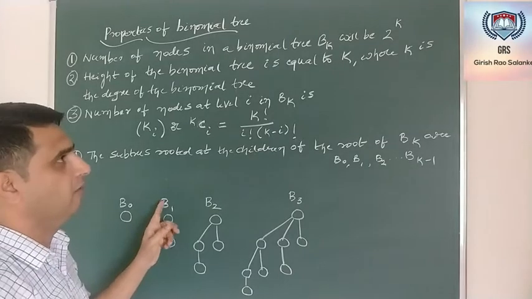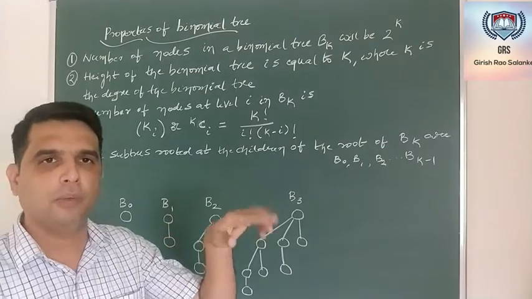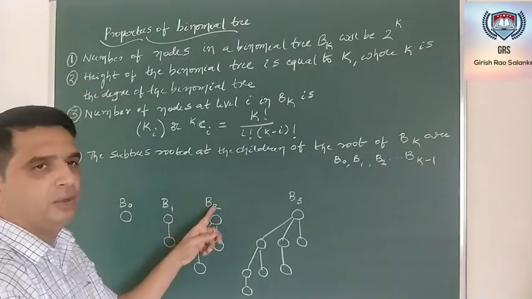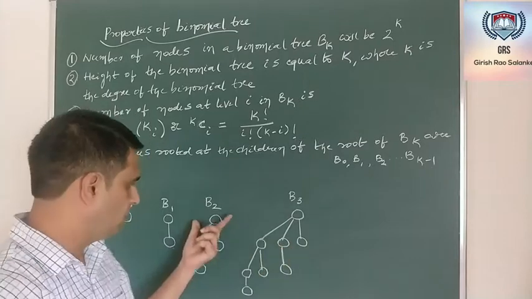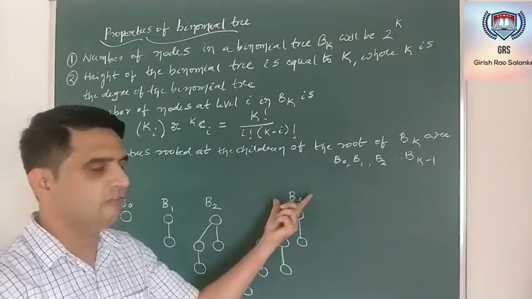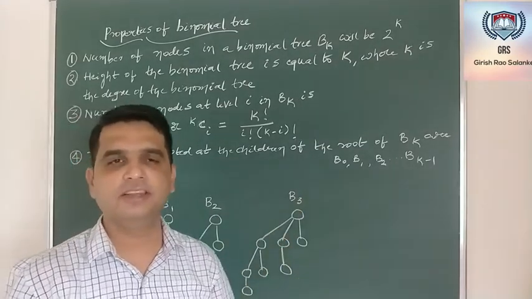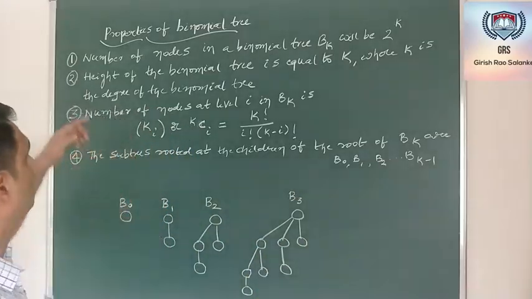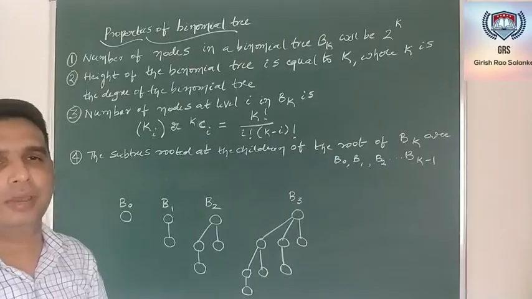In case of B1 wherein k is 1, it is 2 power 1, which means I have two nodes in B1. Now in case of B2 it is 2 square, 2 square is 4, so I have 4 nodes. In case of B3, it is 2 power 3, which is 8. Hence, I have 8 nodes in case of B3. So, that was about the first property of a binomial tree.